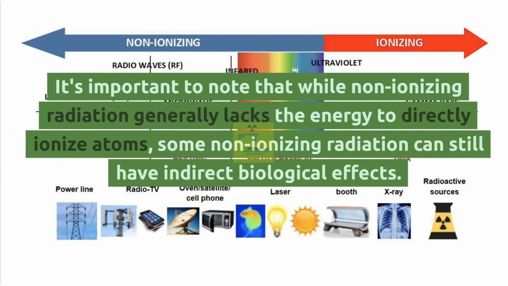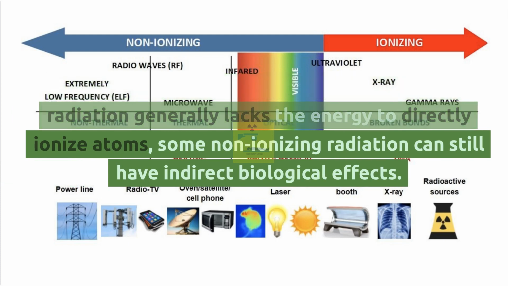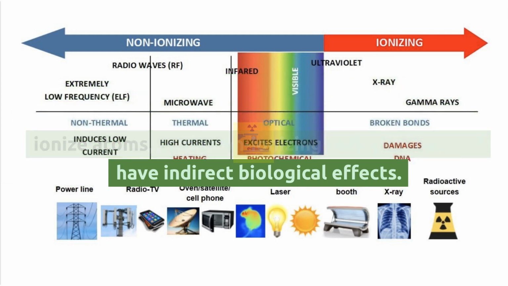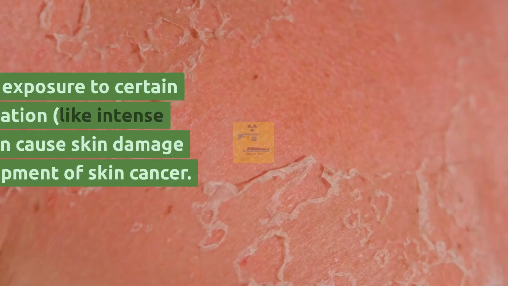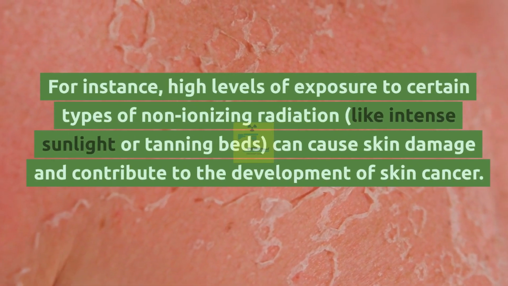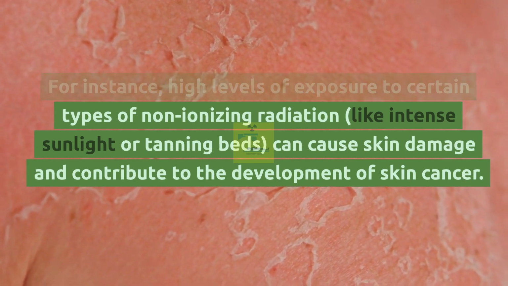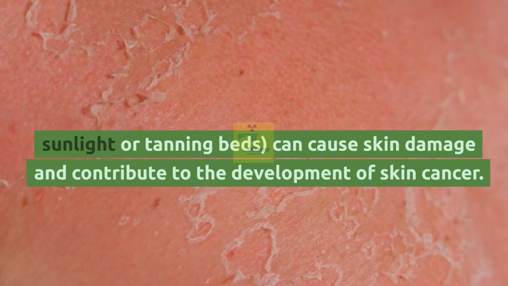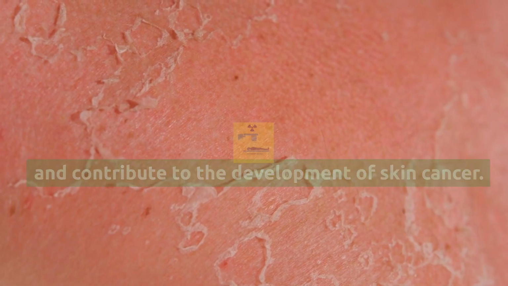It's important to note that while non-ionizing radiation generally lacks the energy to directly ionize atoms, some non-ionizing radiation can still have indirect biological effects. For instance, high levels of exposure to certain types of non-ionizing radiation, like intense sunlight or tanning beds, can cause skin damage and contribute to the development of skin cancer.